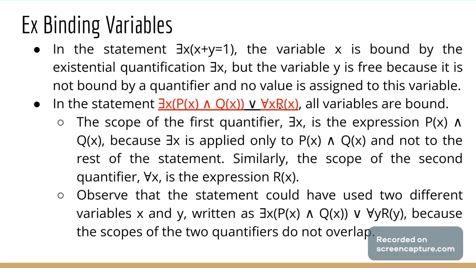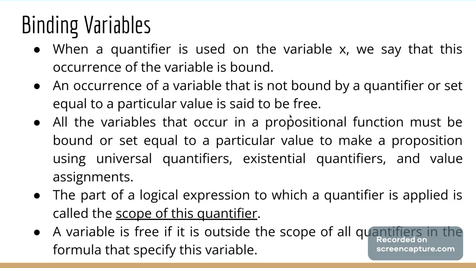So this "for all x R(x)" could have been written as "for all y R(y)", because the range of "there exists" does not actually extend to R(x). The scope of "there exists x" is only within P(x) and Q(x), and the scope of "for all x R(x)" is only within R(x). Since these two are not overlapping, this could have been represented using another variable.